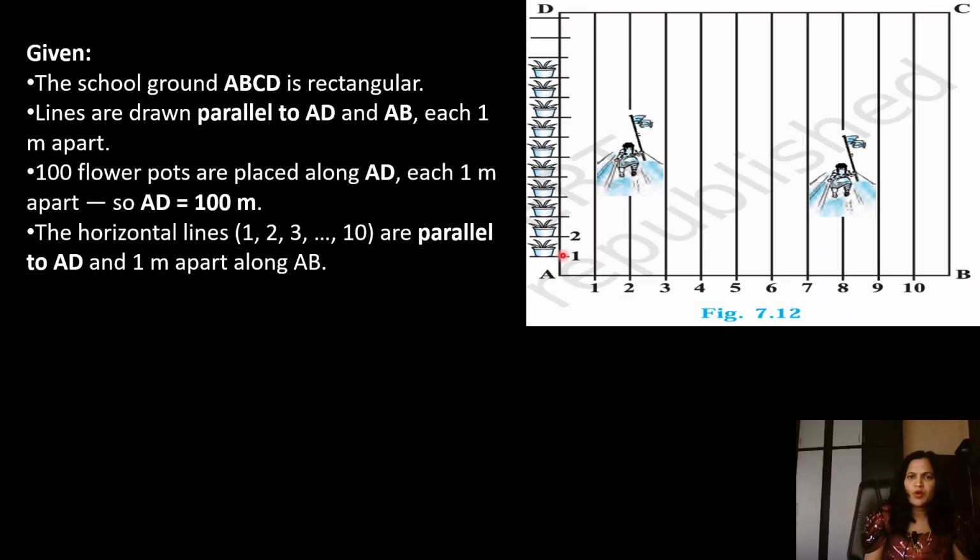100 flower pots are placed along AD, 1 meter each, so AD equals 100 meters. So the horizontal lines 1 to 10 are parallel to AD. These lines are parallel to AD. They are 1 meter apart along AB. Each line is 1 meter apart on AB. That is the x-axis.